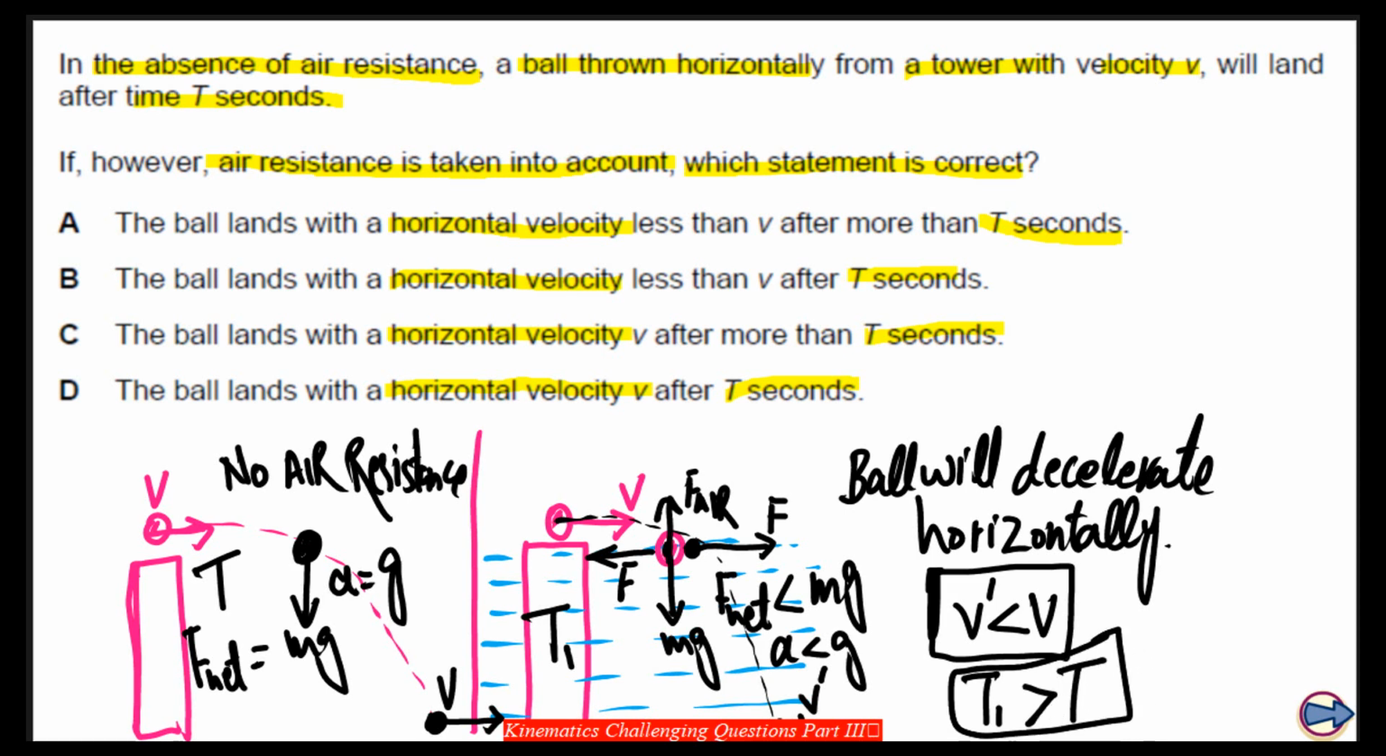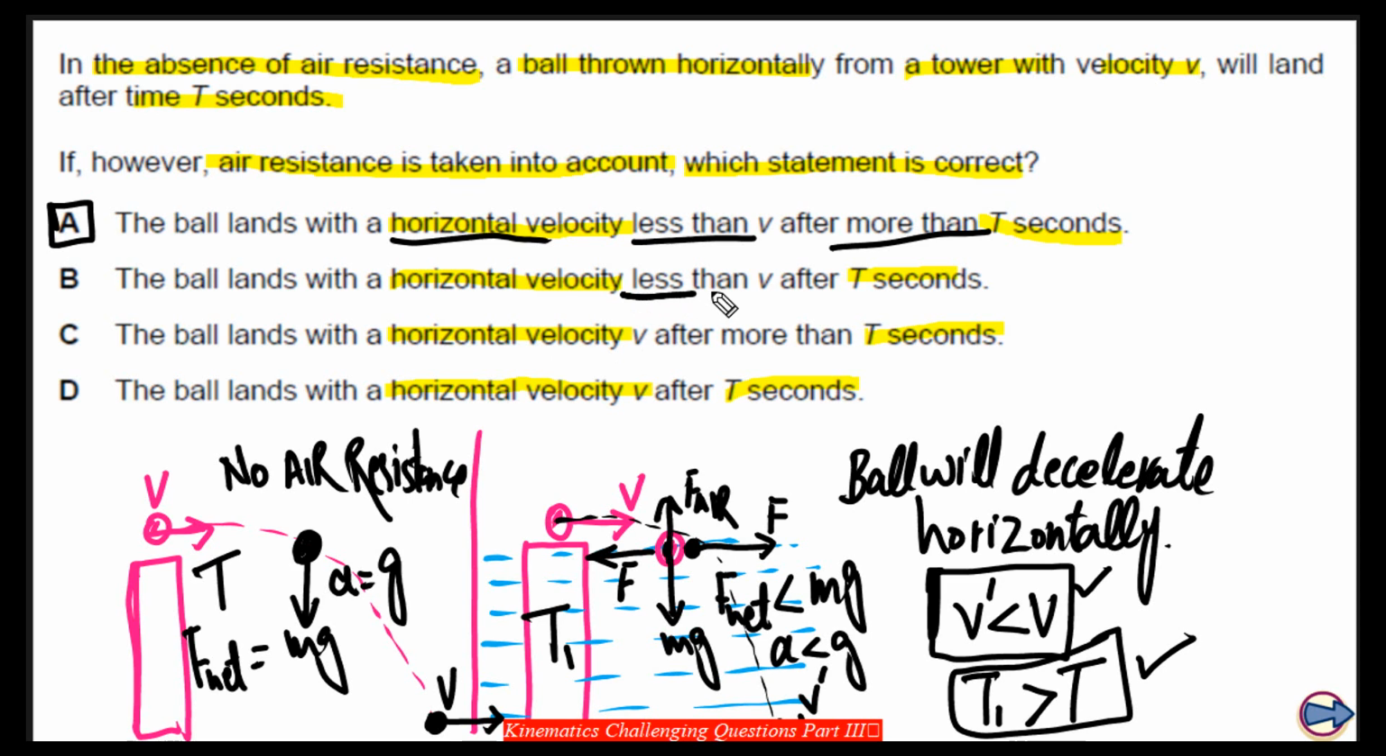So if we have this understanding now, simply we will say the horizontal component of velocity will be smaller than the initial horizontal component of velocity, means the final one will be smaller than initial, and the time taken will be longer. So now we can see the horizontal velocity less than v, and more than t, according to this. So it means this is quite a reasonable option.